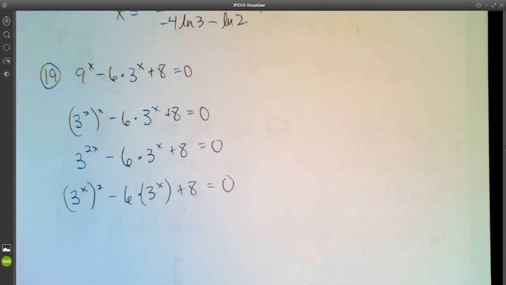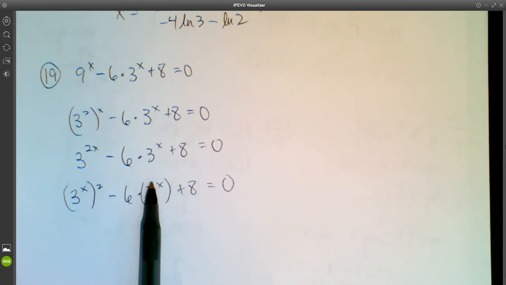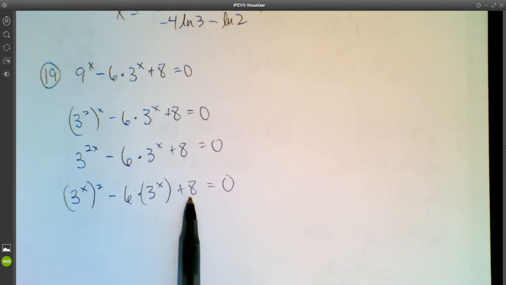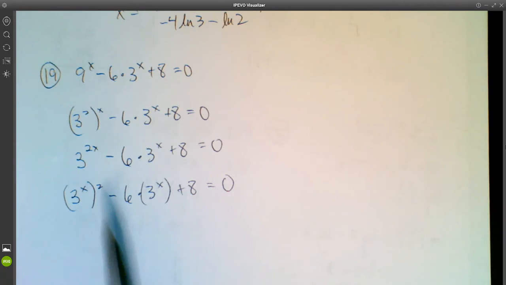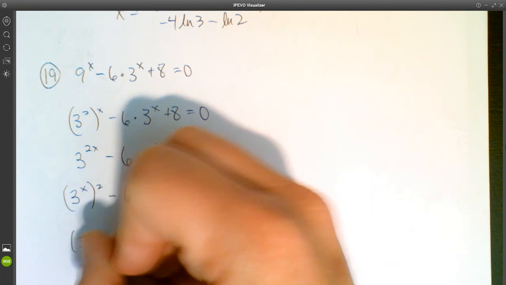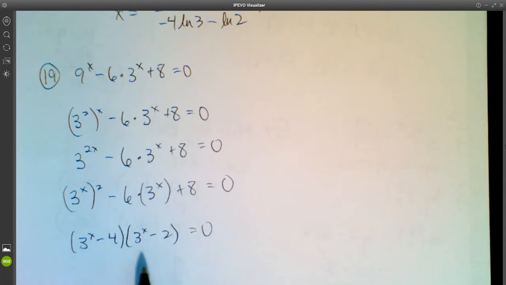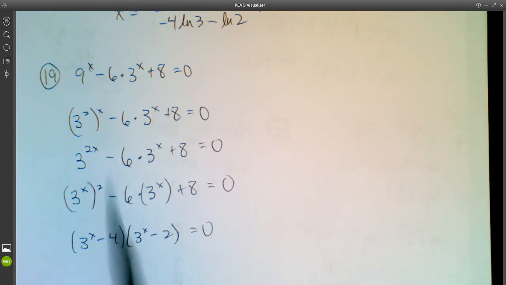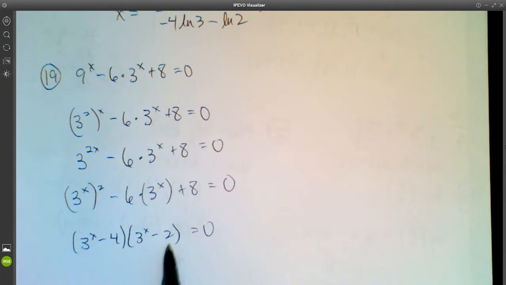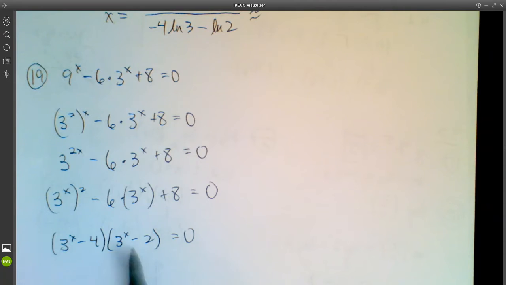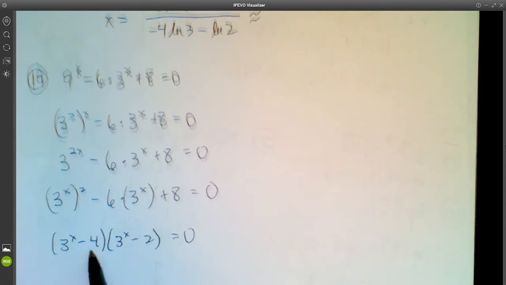Well, this is just a quadratic equation. It's something squared minus something plus something else equals 0. So we can try to factor this. To get 8, I think negative 4 and negative 2 will work. So I'm going to do 3 to the x minus 4 times 3 to the x minus 2 equals 0. And if we were to multiply this out, we would get 3 to the x times 3 to the x. That's 3 to the x plus x, or in other words, 3 to the 2x. Right? Minus 2 times 3 to the x, minus 4 times 3 to the x is a negative 6 times 3 to the x, and then plus 8.